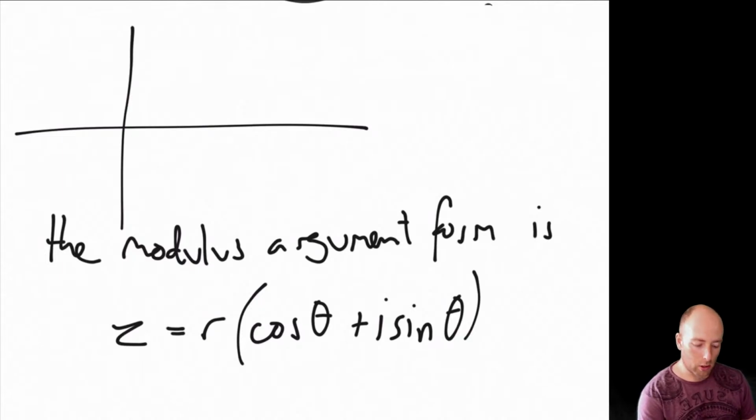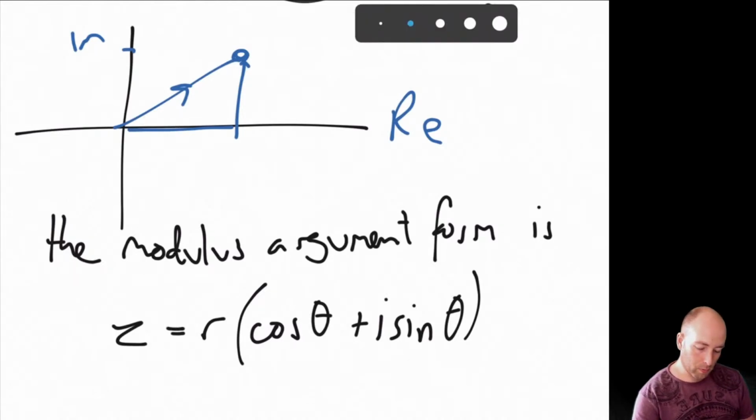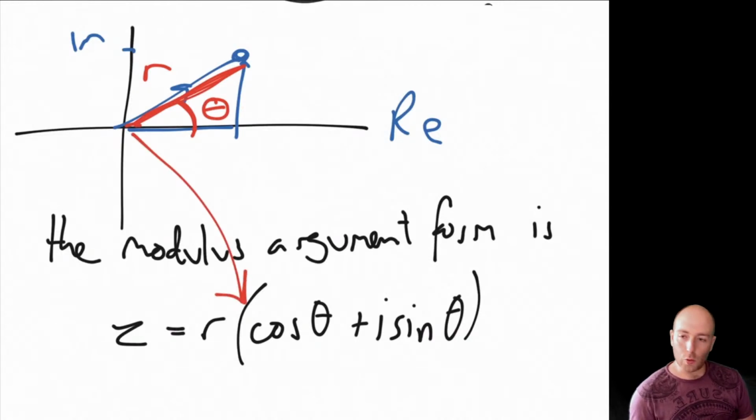Instead of saying go this many units in the real, this many units in the imaginary to get to this point, there's your complex number. Instead of that, we can say go this length, which we call r, and rotate this argument, which we call theta, and you'd get to the same place. And that's this form of writing your complex number.